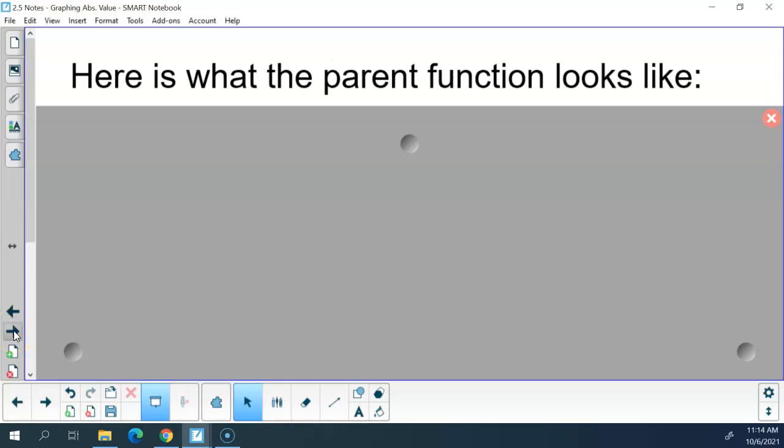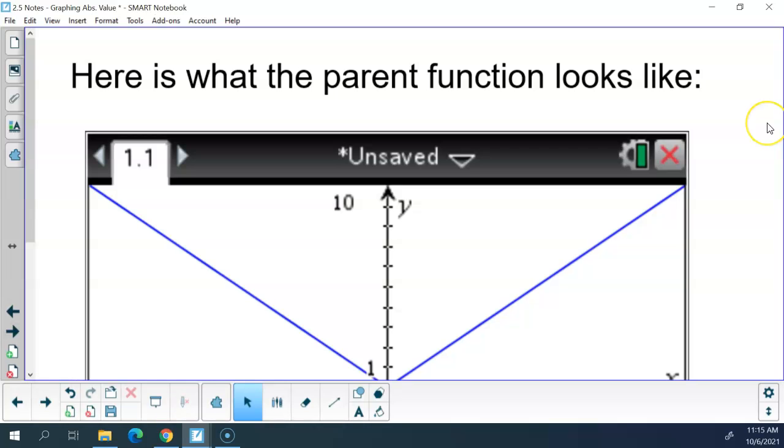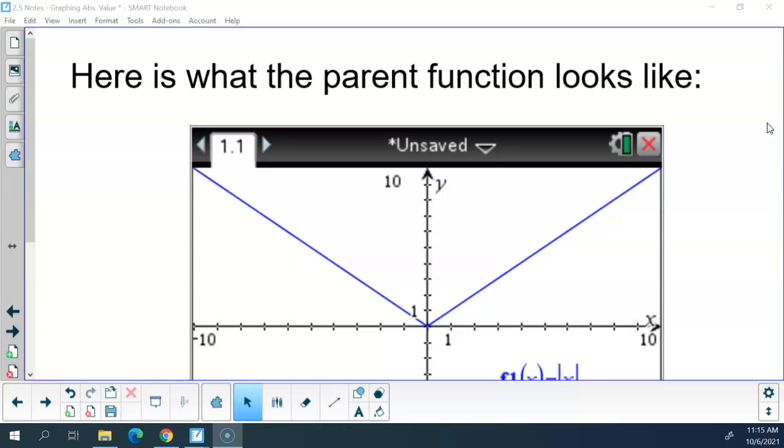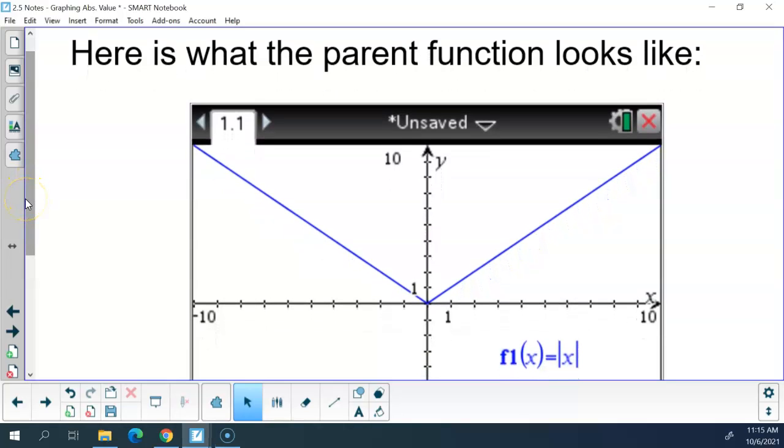So the first thing that we have to talk about is what an absolute value function looks like in graphical form. So you've seen them before. Okay? Absolute value graphs are actually pretty easy to remember because they make a V. V for value. Right there in the title. An absolute value graph is a V.